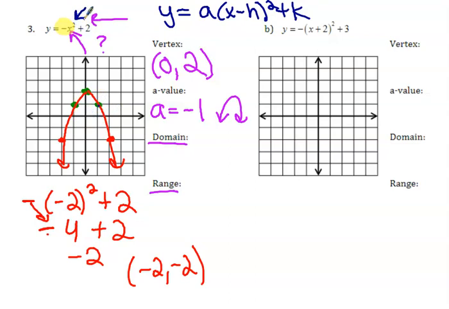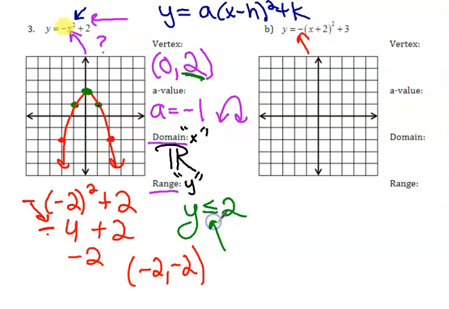All right, next one. Oh, sorry, I need to do domain and range. So domain, all real numbers. Again, you can plug anything in for the x value. X is not restricted. Okay, your range, how is this different? Well, it's opening down, and your starting point is the 2. So instead of it being greater than 2, it's less than or equal to 2. So then that's what your symbol would be.